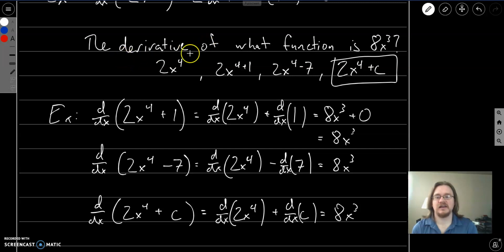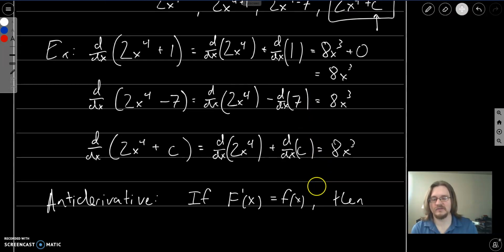Instead of asking to find the derivative of a function, we'll ask what function's derivative is equal to this. So this is why we call it the antiderivative. We're going backwards. Instead of being given a function and finding the derivative, we're given the derivative and we want to find the original function. But constants will come up, so we just have to take that into account.